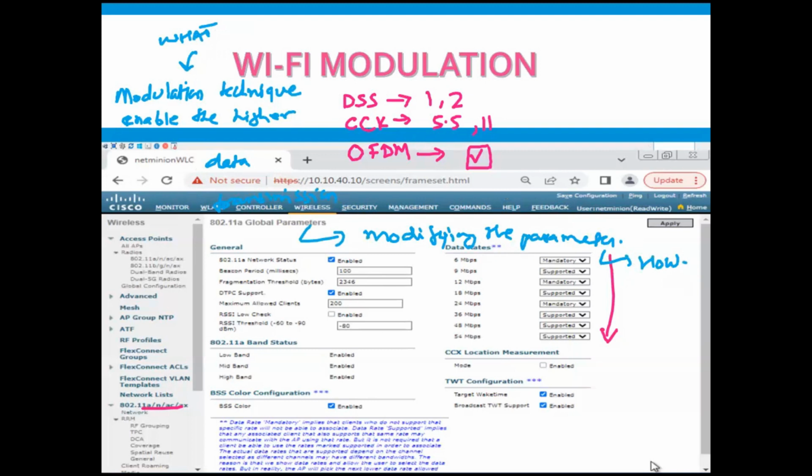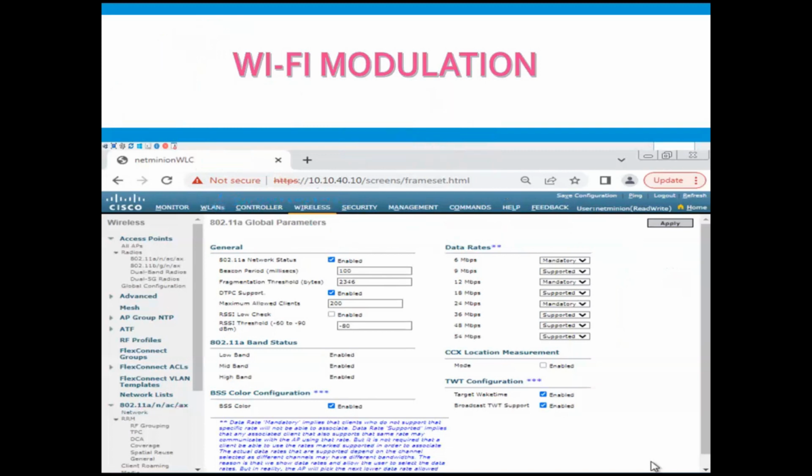Got this point? Okay, I got it. So it just increases the data transfer rate. That's all, simple. From 1 to 2, it increases the data transfer rate, right? That's it. It modulates the signal and increases the data transfer rate. It will spread the signal to various destinations and increase the data transfer rate, right? True.